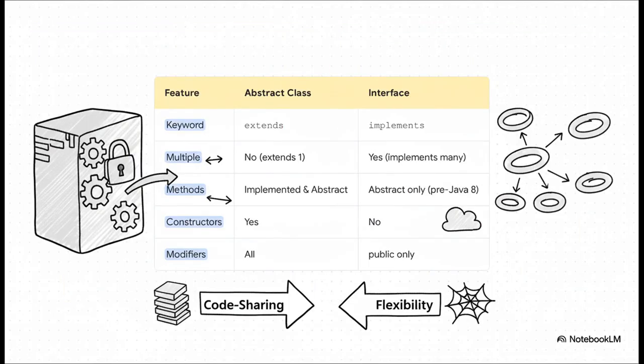So let's get even more specific. This table is super useful. With an abstract class, you can have constructors, you can mix and match implemented methods with abstract ones, and you can get really granular with access modifiers: public, protected, even private.